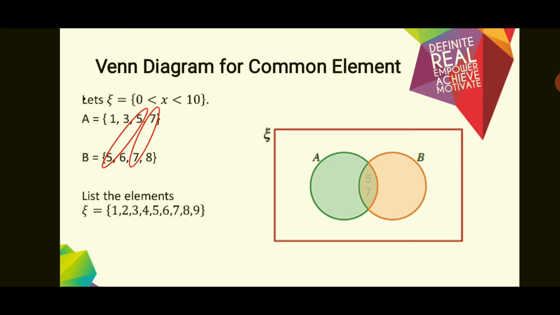You put 5 and 7 in between A and B, which means 5 and 7 are elements of A and also elements of B. And then the rest of the elements of A there, and the rest of the elements of B there. And then the other elements in there.